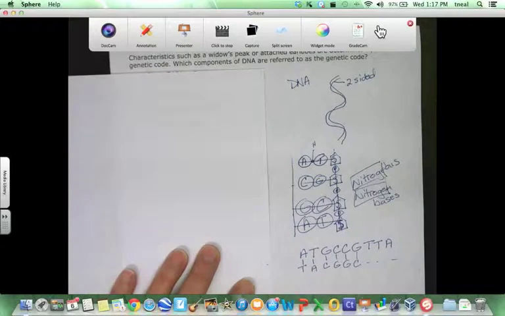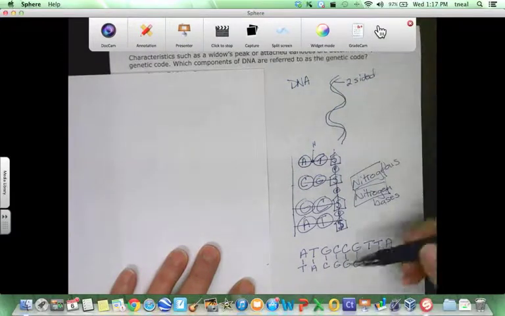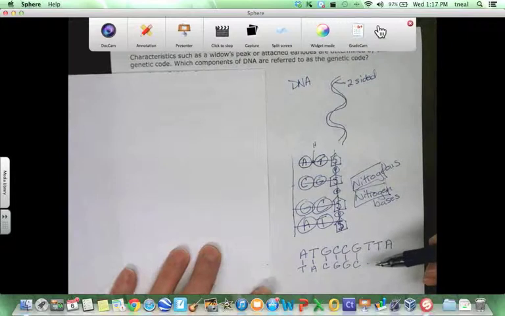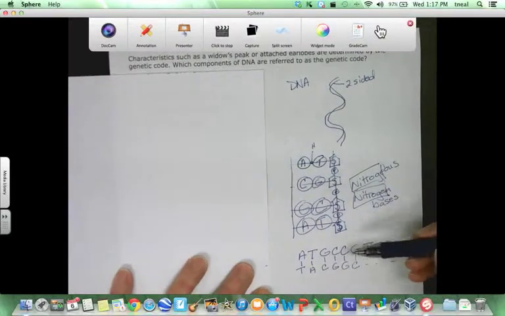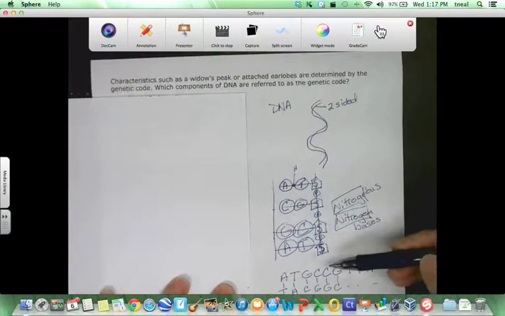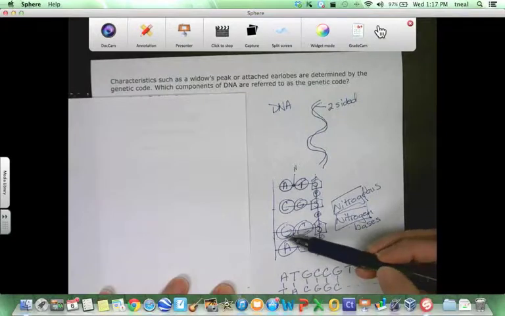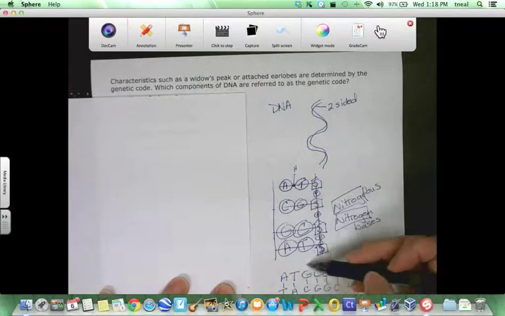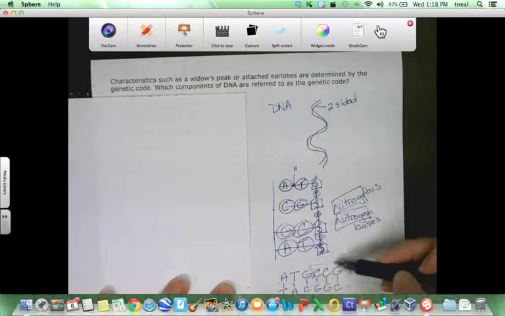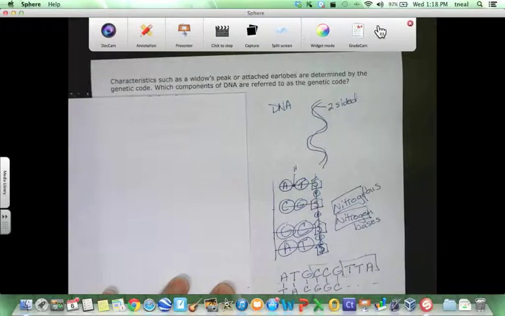So it's the sequence that these nitrogen bases go in that actually gives me the code. So which components of DNA are referred to as the code? The code then deals with these bases, and the order in which they occur is going to tell me something. So that is the genetic code.